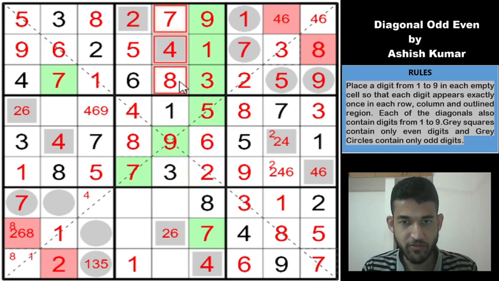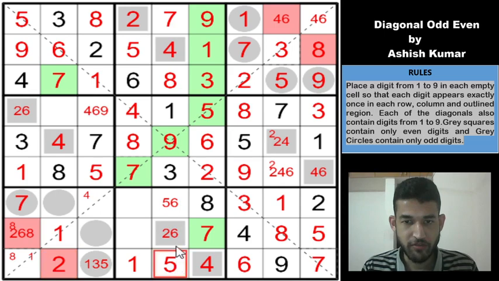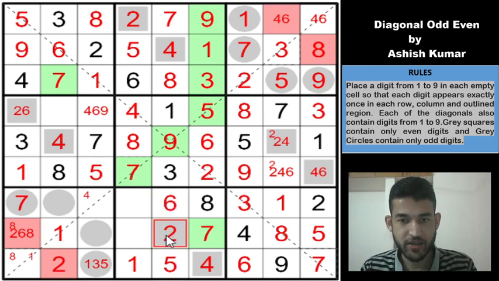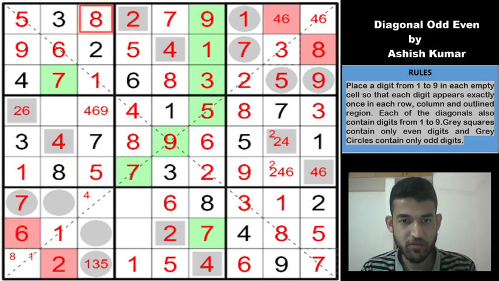1, 3, 9, 4, 7, 8. So remaining must be 2, 5 and 6. So this is 5, 6 and this is a 5 because of the 2 and 6 here. Right? Sorry. So a 5 here gives us a 6 here and a 2 here. And any more thing? So this cell can't be 2 and 8. So this would have to be 6. And now 8 has only one cell left. So 8 is going here.